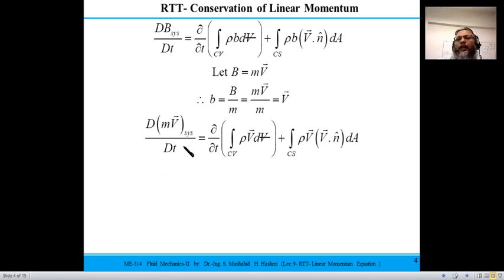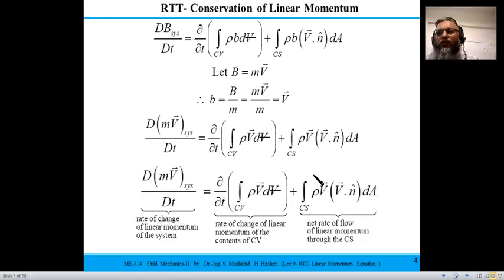So the left hand side is representing how fast the momentum of a system is changing, and this right hand side is obviously talking about the rate of change of momentum that takes place within the control volume, plus the momentum flux that takes place across the control volume through a control surface. So if we look closely, we must know what each term is all about.